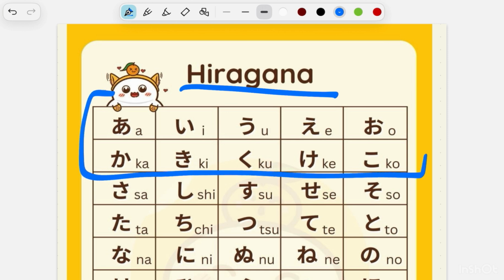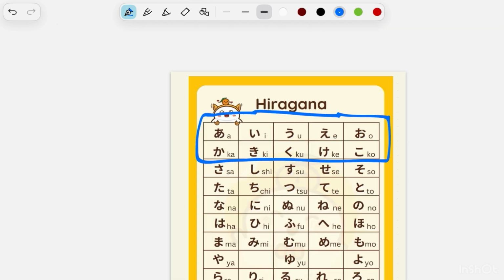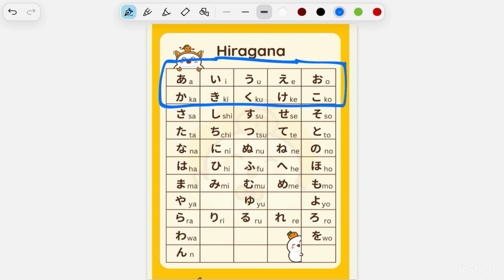So let's start. Today we can learn these 10 letters, for making it easier to understand. Let's start.